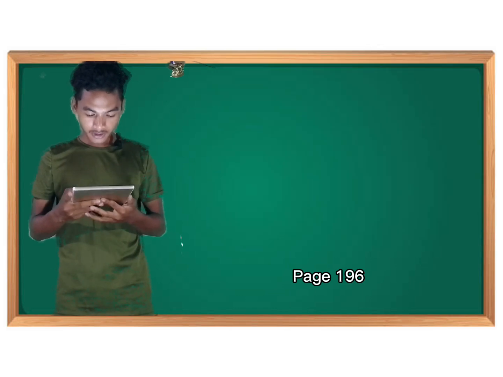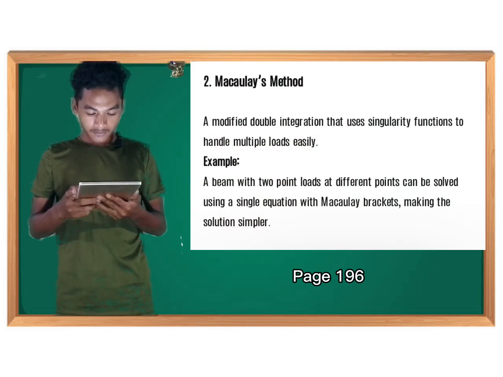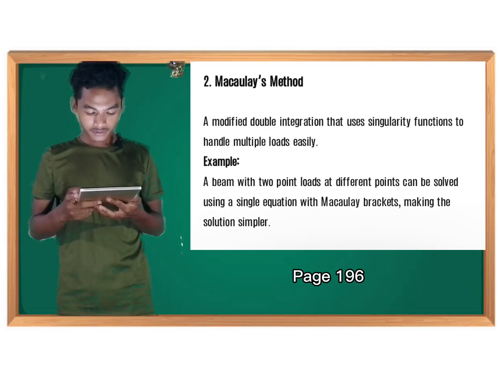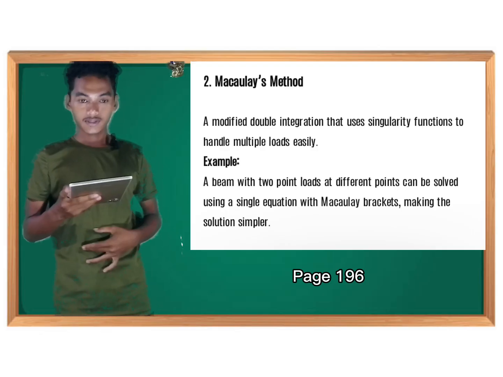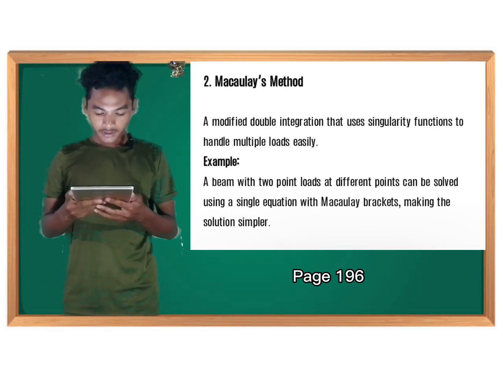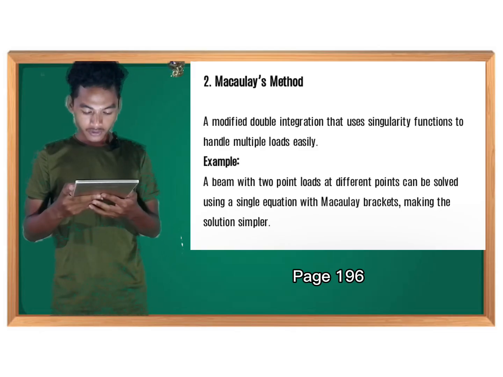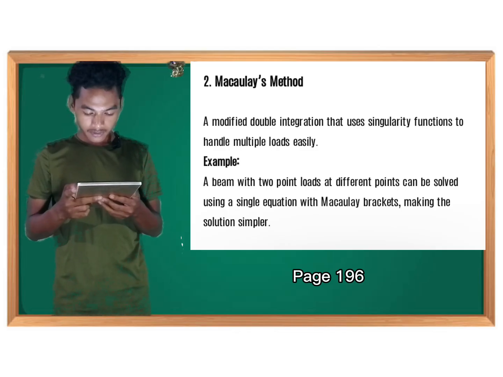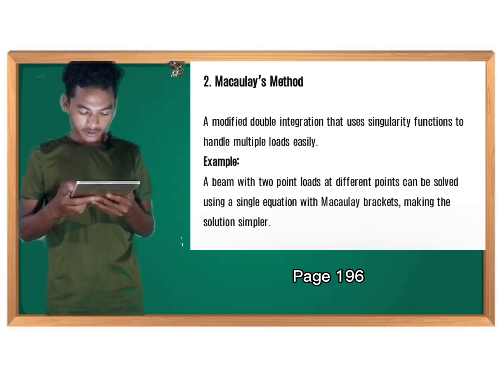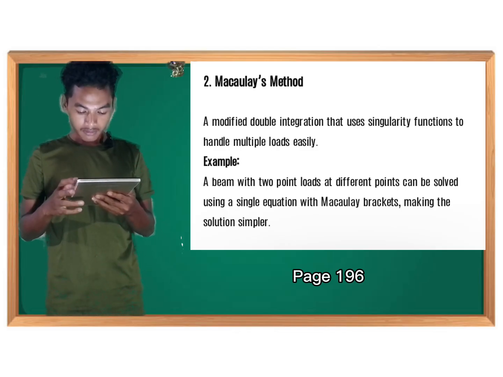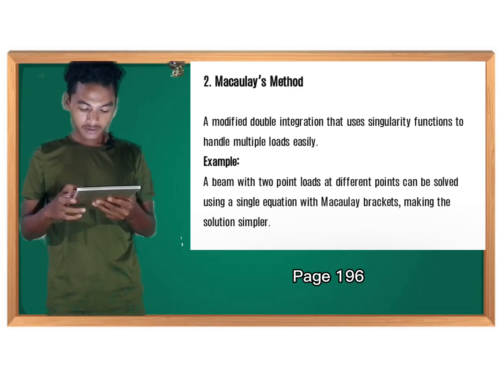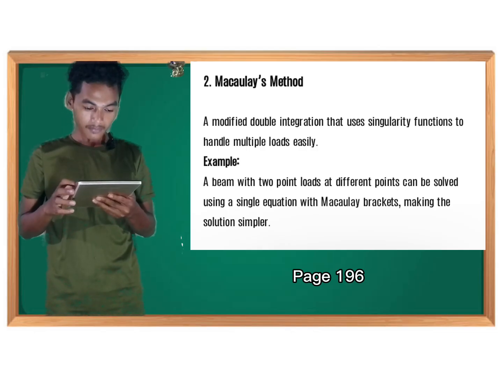Number two is Macaulay's method, a modified double integration that uses singularity functions to handle multiple loads easily. An example of Macaulay's method is a beam with two point loads at different points, which can be solved using a single equation with Macaulay brackets, making the solution simpler.